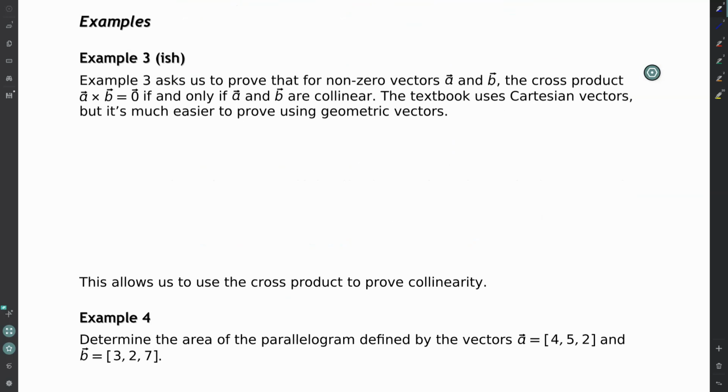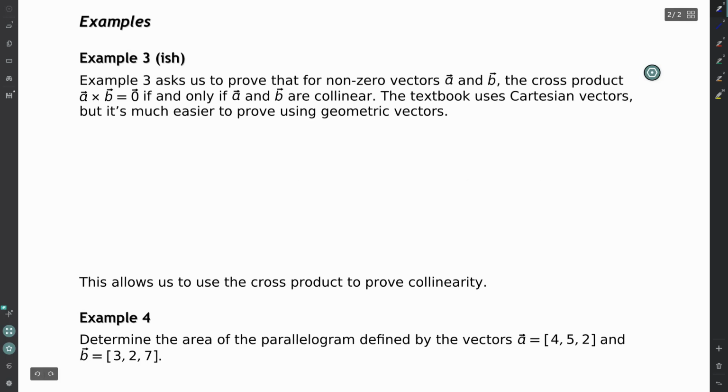I want to do example 3, prove the same thing, but do it in a different way. So it is worthwhile for you to look at example 3 and see how the textbook uses Cartesian vectors. But we can also prove it using geometric vectors. So example 3 asks us to prove that property that if we have non-zero vectors A and B, the cross product is equal to 0 if and only if A and B are collinear. So we have to prove it both ways.